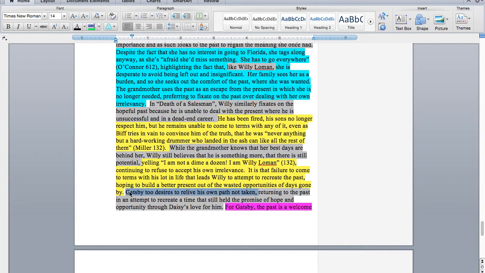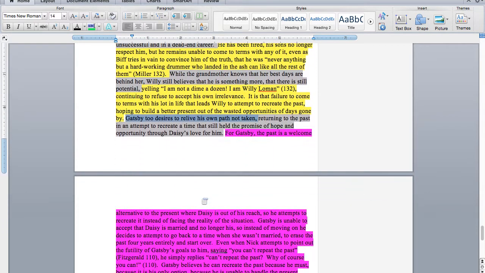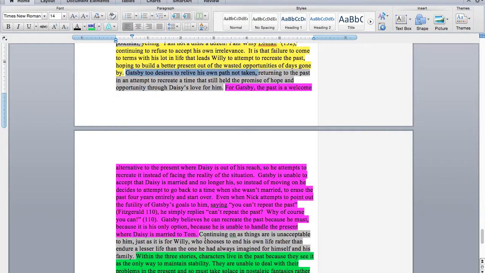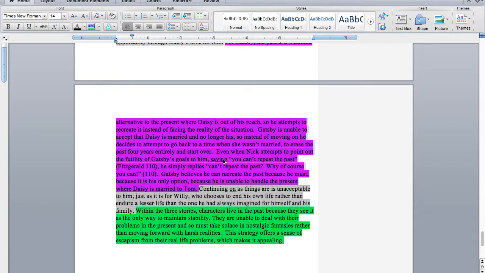Gatsby too desires to relive his own path not taken, to break that up. I've left this Gatsby example unbroken up, and there's a reason for that. Gatsby's connection to the past is so much stronger than either of the other two that I want to have some time to go into this in detail rather than breaking it up and confusing the reader. This is a complicated concept. So I didn't break it up.